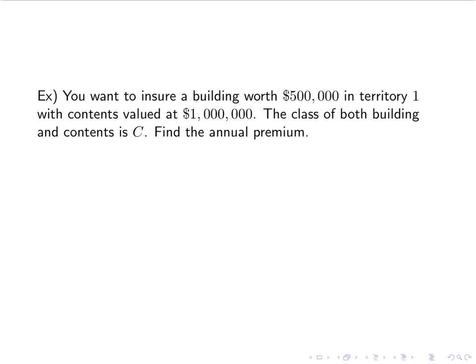Let's try one more. You want to insure a building worth $500,000 in Territory 1 with contents valued at $1 million. The class of both building and contents is C. Find the annual premium.